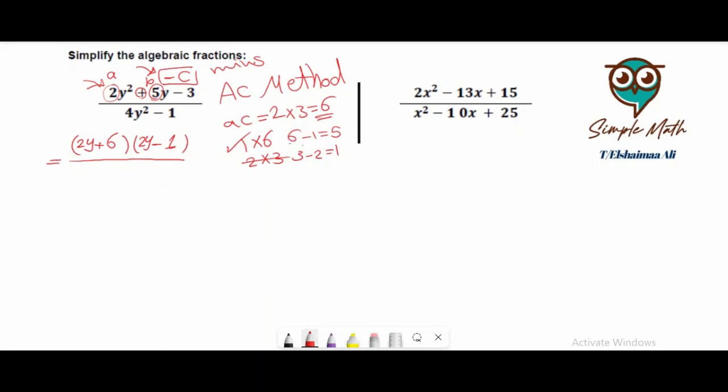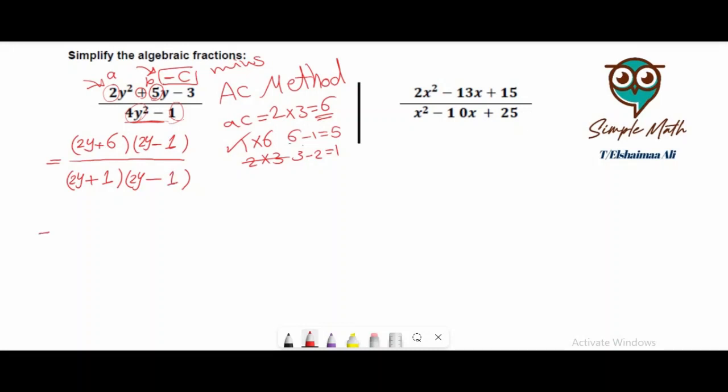Down we have 4y squared minus 1. This is a difference between two squares. You can see that 4y squared is a perfect square and also 1 is a perfect square number, and we have negative, or minus, in the middle. It means that it is a difference between two squares. And we also factorize it into two brackets, one bracket positive, another bracket negative. 4y squared is 2y times 2y, and also 1 is equal to 1 times 1.